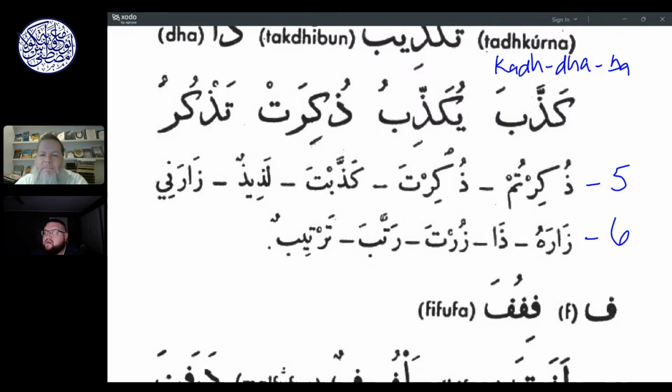Yukadhibu. Is that up above that for the letter? Yes, that's for up above. Okay, yeah. Yukadhibu. Not bun, just bu. There's only one dhamma there. Good job. Next.